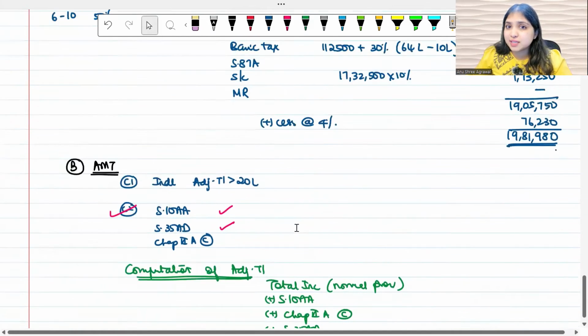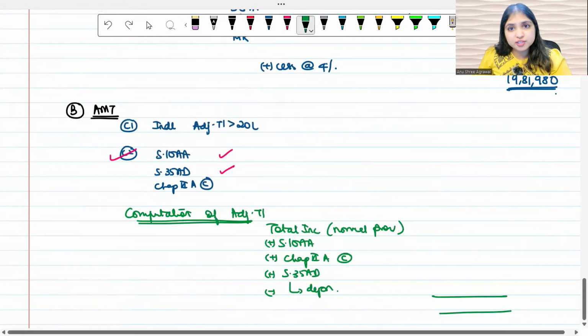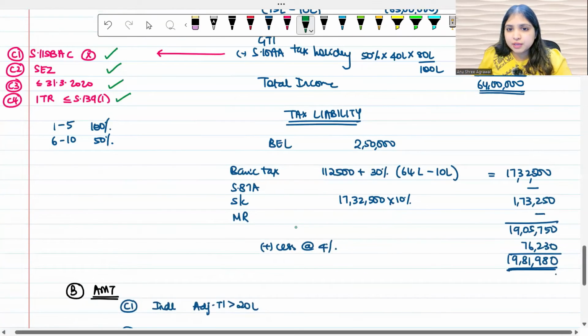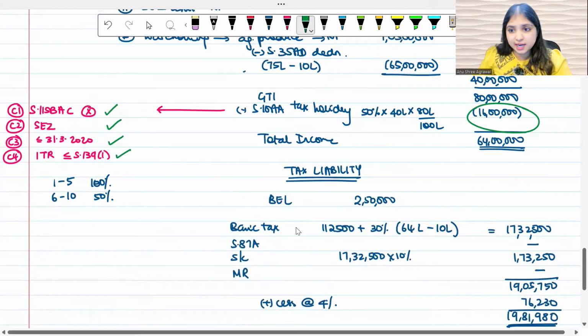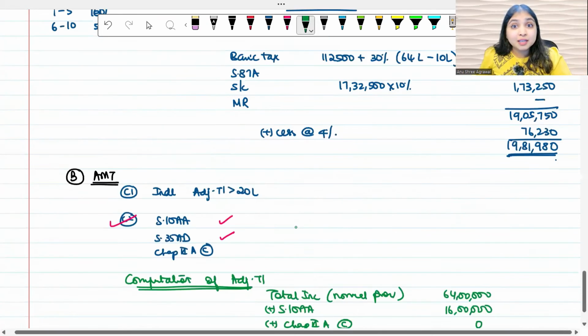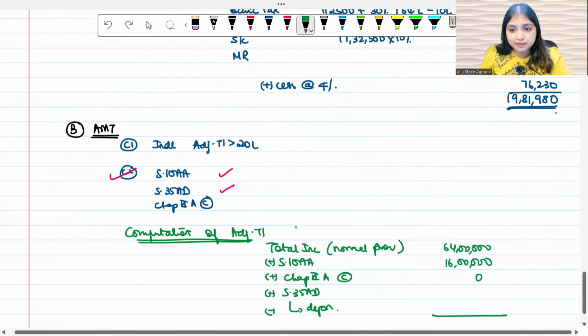Total income of the assessee is how much here? Total income of the assessee we've already calculated as per the normal provisions. It is 64 lakh rupees. How much 10AA did we avail? We've availed 10AA of 16 lakh rupees, guys. So we'll add back 16 lakh rupees 10AA. Did we have any Chapter VI-A Part C, any 80JJAA, any 80QQB, any 80RRB? No. But 35AD we had. 35AD deduction we had enjoyed of 65 lakh rupees.